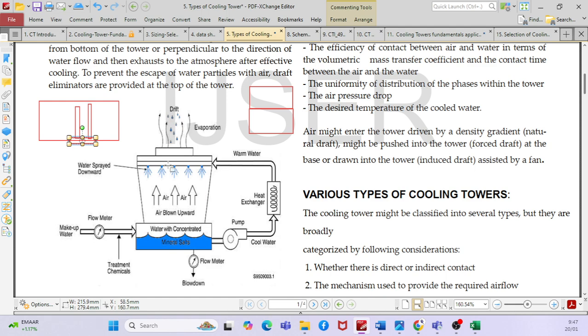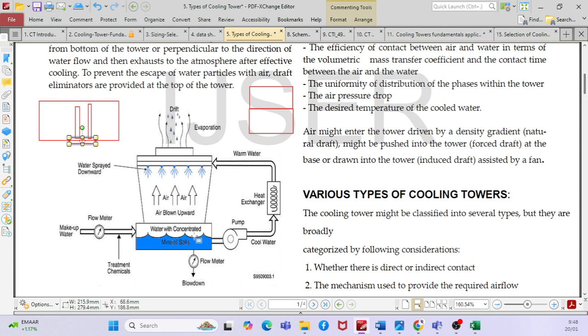But assume that there is drift loss. Then there is evaporation. Evaporation means some of the water will be evaporated. Your hot water will be passing through, and when trying to absorb the heat, you're evaporating, right? So that is the evaporation loss.